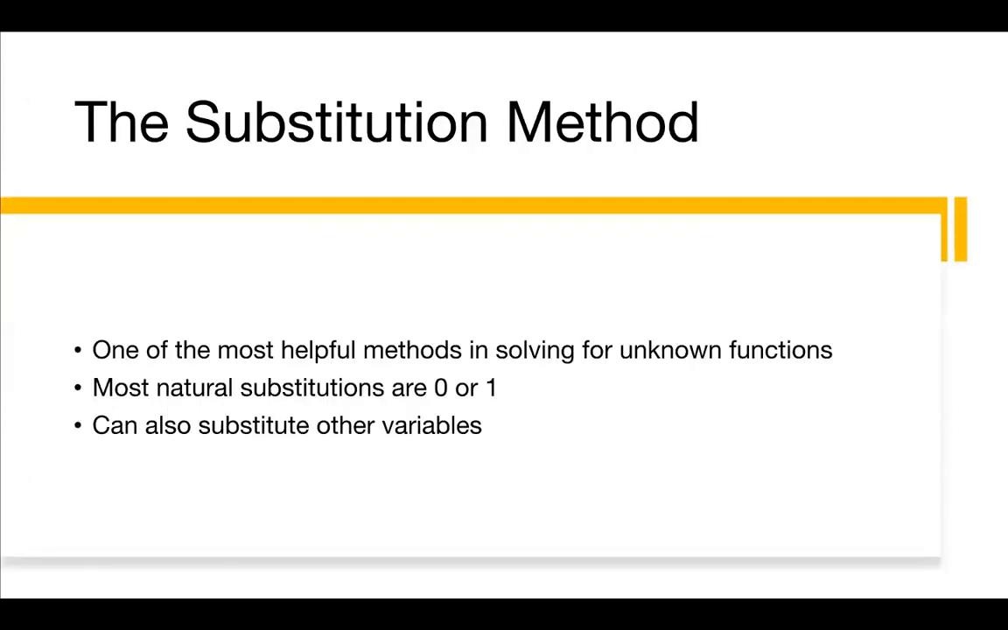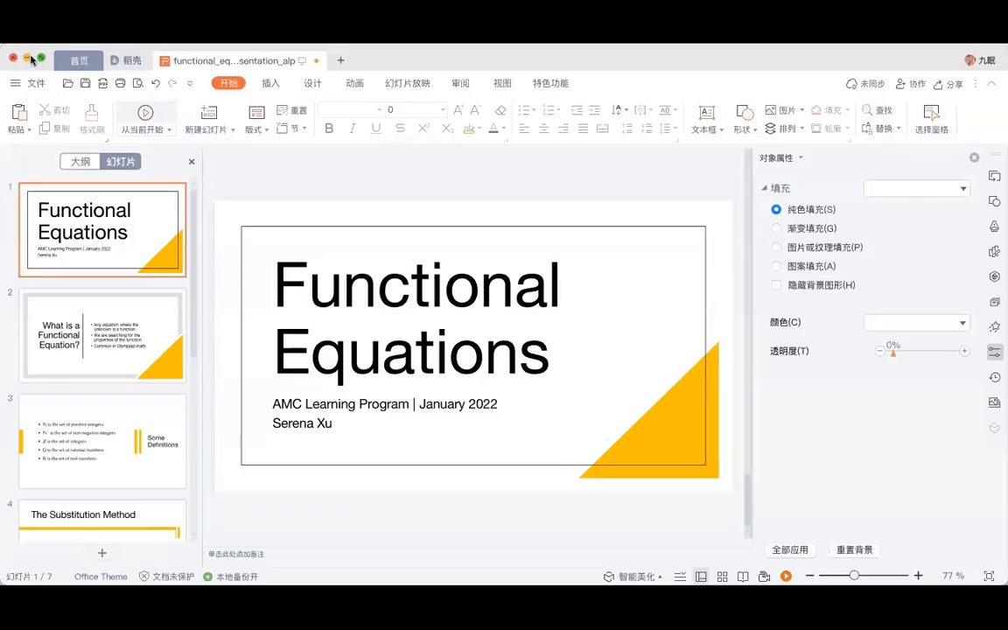Today, we are basically introducing the substitution method, for it is one of the most helpful methods in solving for unknown functions. The most natural substitutions are 0 or 1, because they're pretty natural numbers, and we think of them when we want to take some special values. But we can also substitute other variables, and we will see some examples later. All right, so let's jump to the LaTeX.